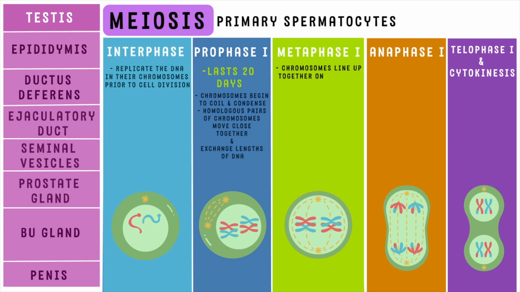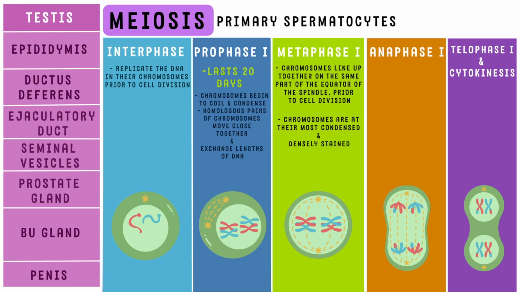Each pair of homologous chromosomes in each primary spermatocyte lines up together on the same part of the equator of the spindle of the metaphase plate, prior to cell division. This contrasts with mitosis, where each chromosome attaches to a different part of the equator of the spindle. At this stage, the chromosomes are at their most condensed and densely stained, and are rapidly identified in histological sections.